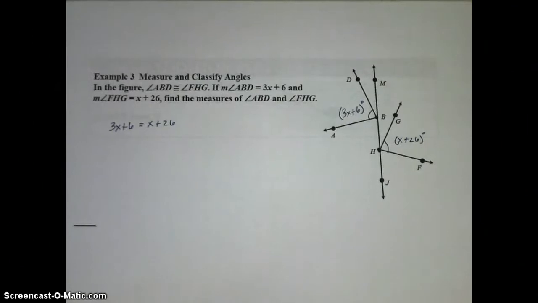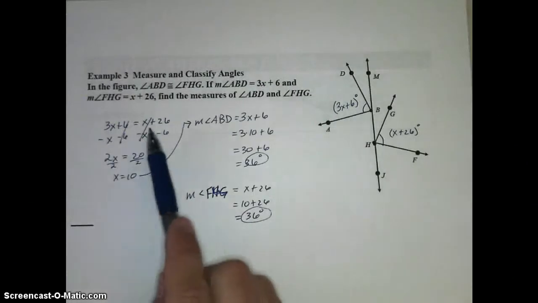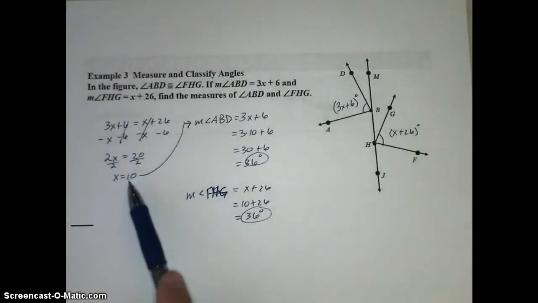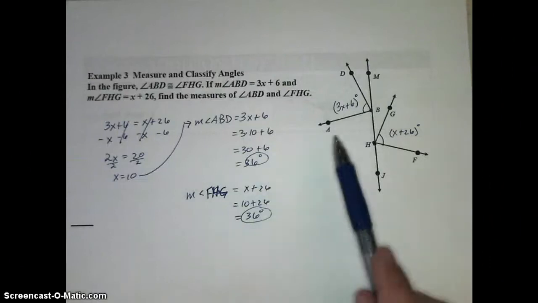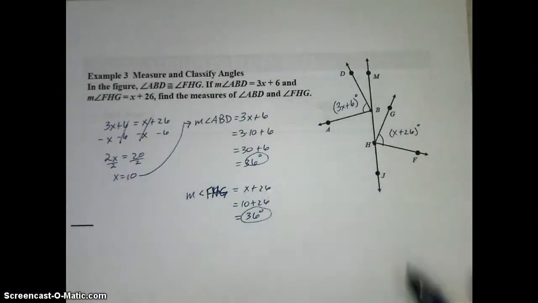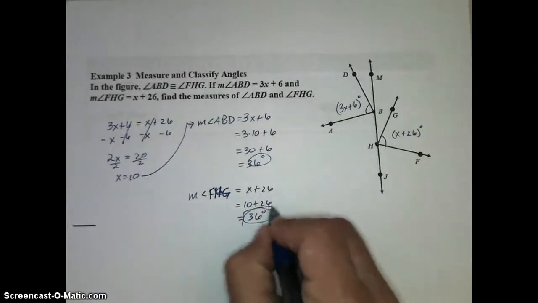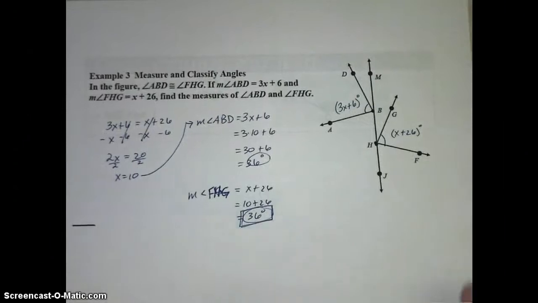Alright, if you need more time, which you probably do, go ahead and pause the video, otherwise this is what we should get. If you'll notice, when we solve for x, we get x is 10. And if I plug that into both of these, I get 36 degrees for both. But we knew they were congruent, so really we only had to plug them in for one, and we can just write our answer that way. They're both equal to 36 degrees.